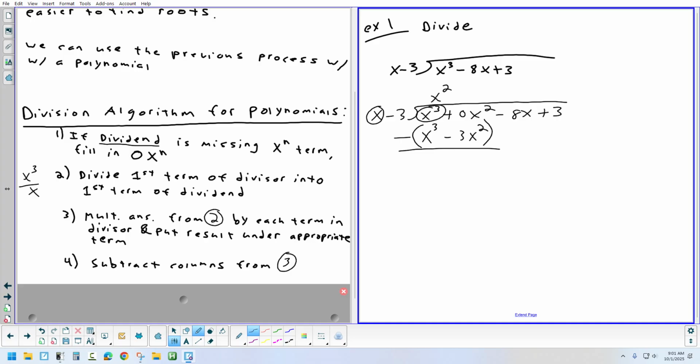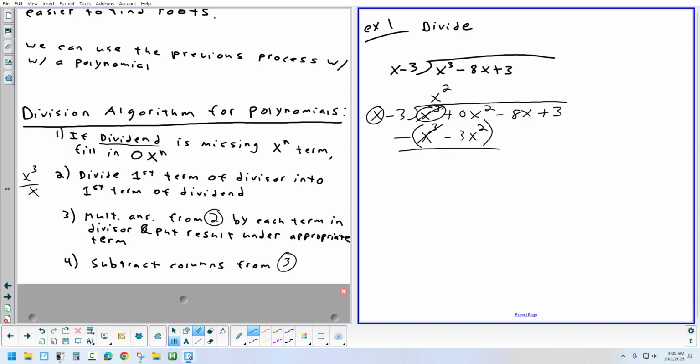What's x cubed minus x cubed? Would it just be 0? Yep, so 0, that's gone. Something should always cancel out at this step. If it doesn't, then you made a mistake.